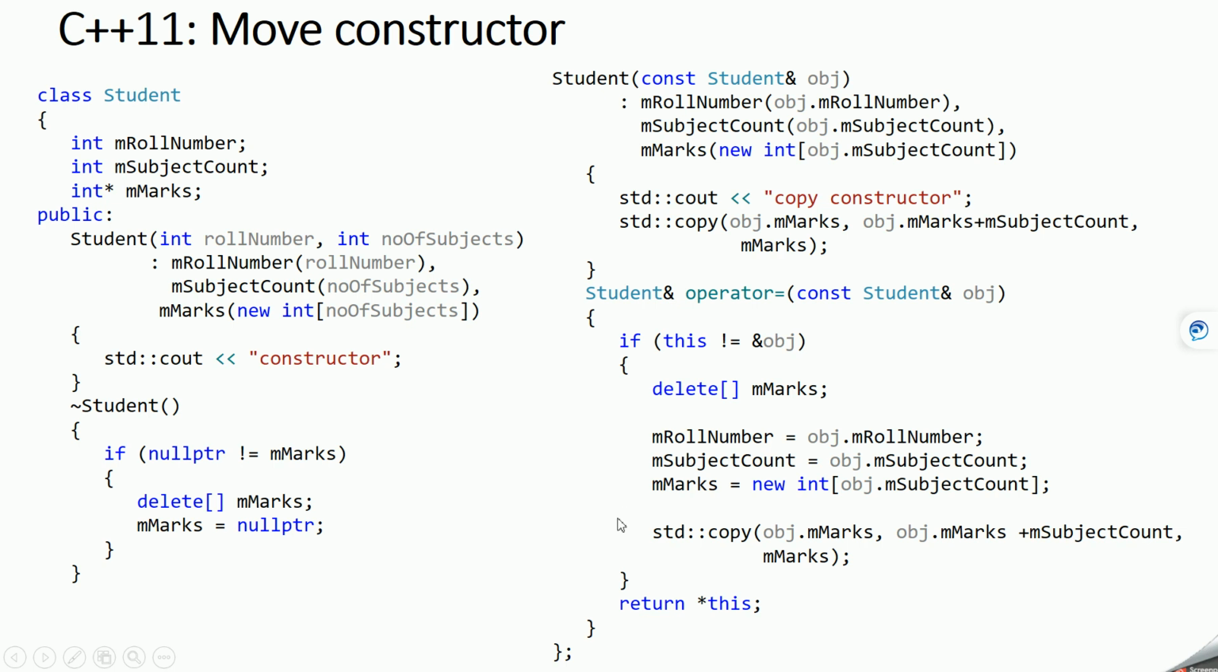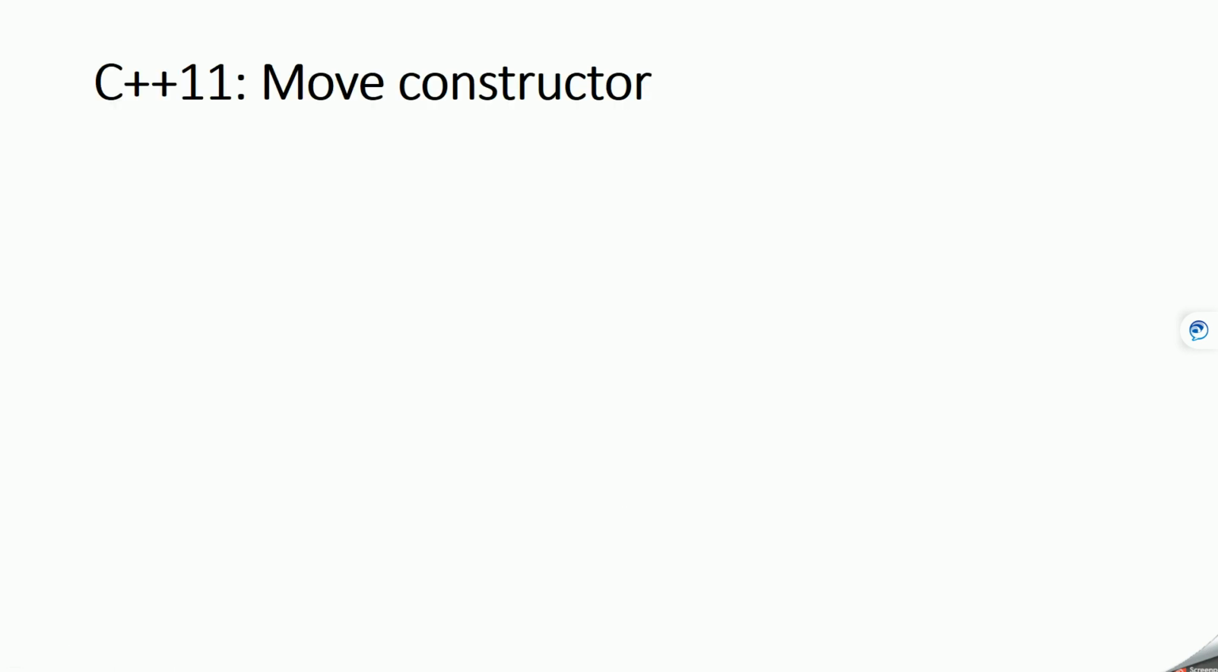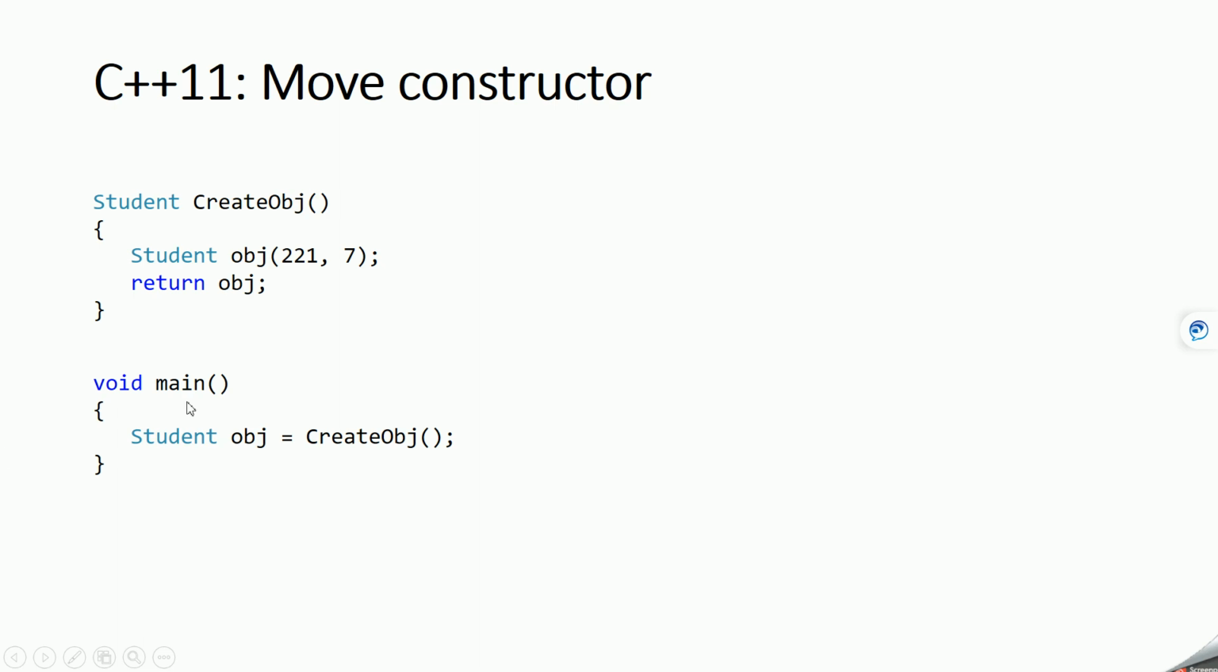First we'll see the scenario where copy constructor is called. Here we have a function called create object, which creates an object and returns it. Next we have a main function. In this case, we are trying to create an object using create object and then copy it to the obj object. At this time there will be two copies of this object. When create object is called, it will create an object and then return that object.